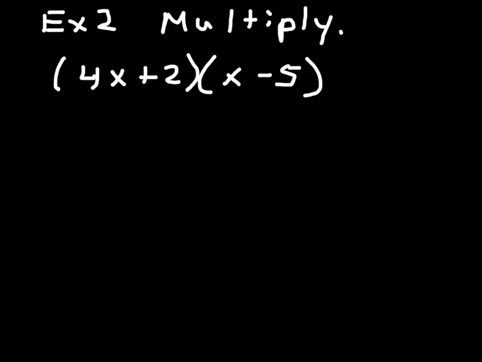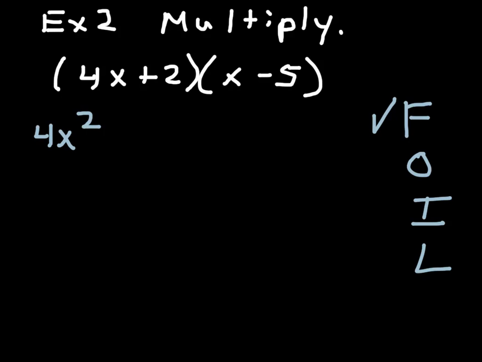Okay, in example 2, again, multiplying two binomials. So I'm going to write the word FOIL over to the right, just so I remember what I do. Now this time I'm not going to underline the terms here like I did before. So I'm going to first of all multiply the first term in each. So 4x times x is 4x squared. Now I'm going to multiply the very outermost terms in each. So a positive 4x times a negative 5 is a negative 20x.